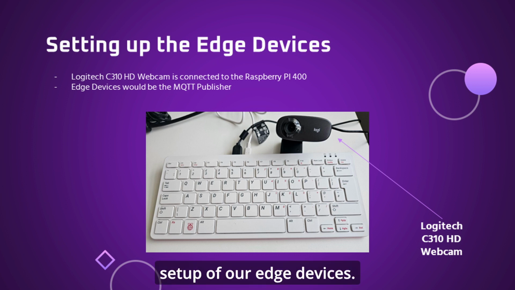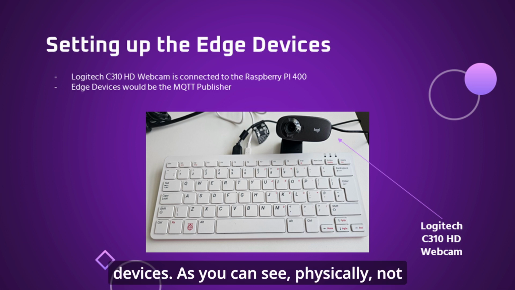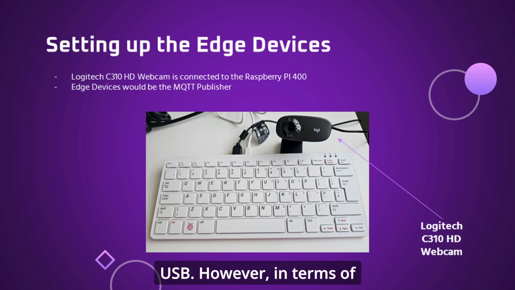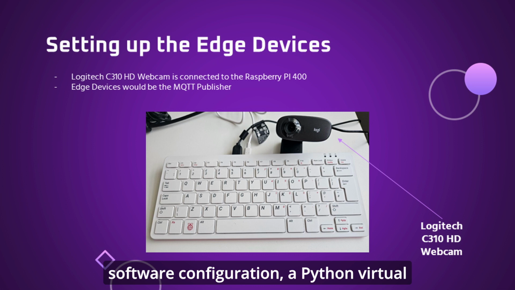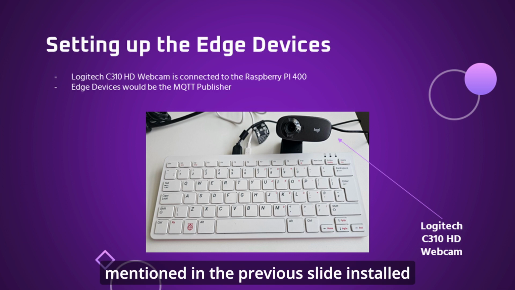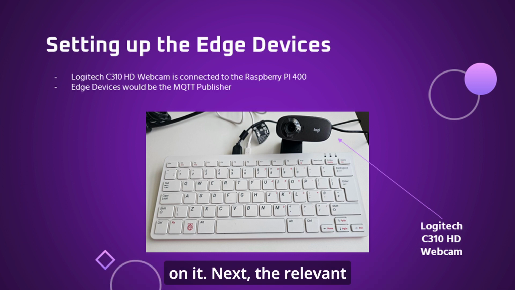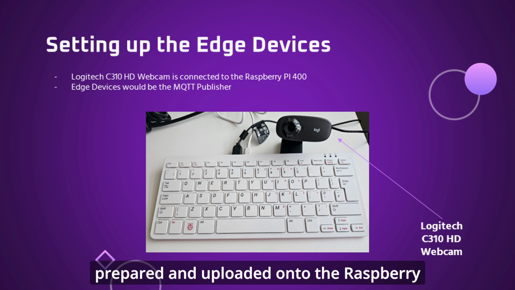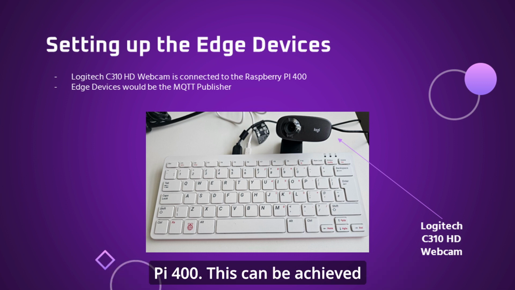Now, moving on to the setup of our edge devices. The image shown depicts the physical setup of one of our edge devices. As you can see, physically, not much setup is required, as it only requires the webcam to be connected to the Raspberry Pi 400 via USB. However, in terms of software configuration, a Python virtual environment first needs to be created, with the dependencies mentioned in the previous slide installed on it. Next, the relevant Python programs need to be prepared and uploaded onto the Raspberry Pi 400. This can be achieved simply by cloning the GitHub repository on which the programs are stored.